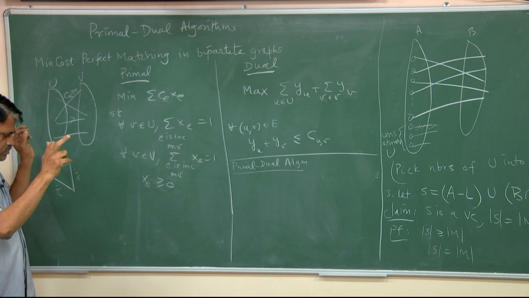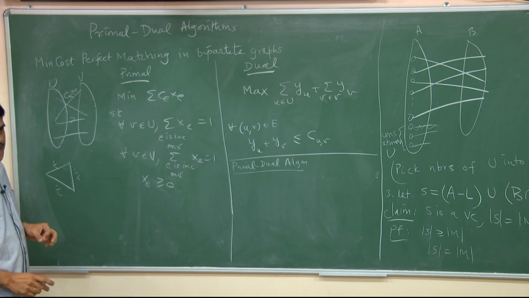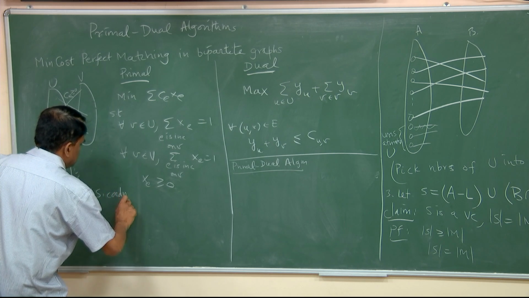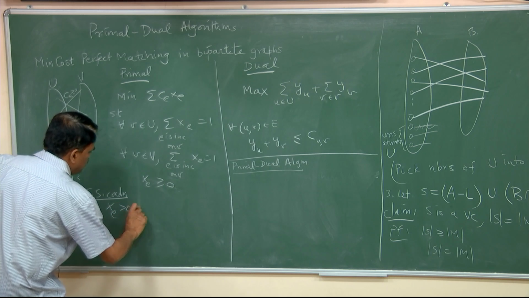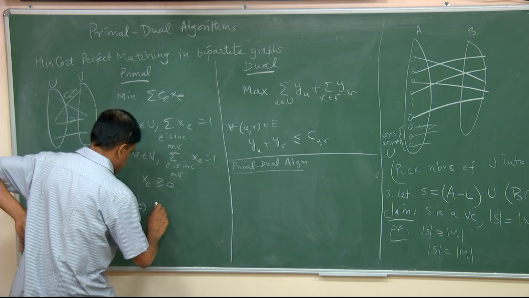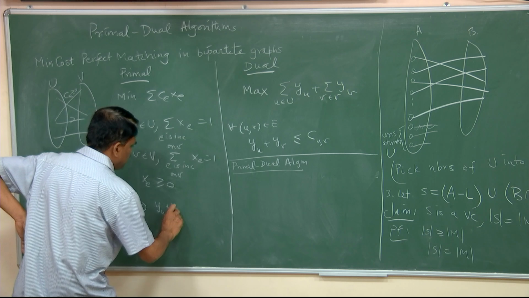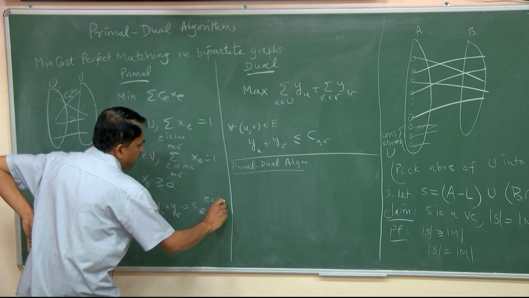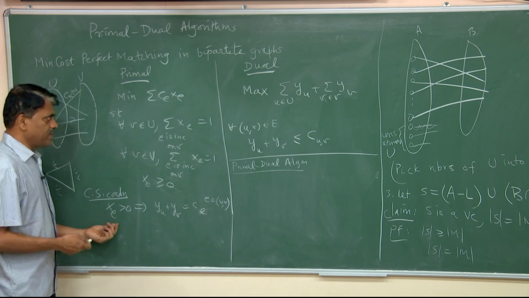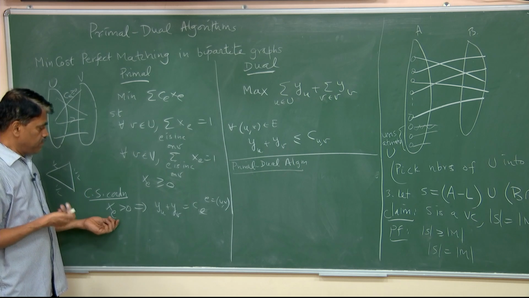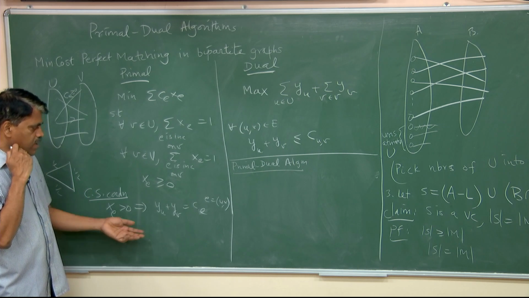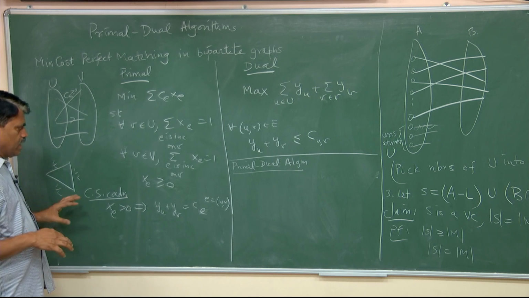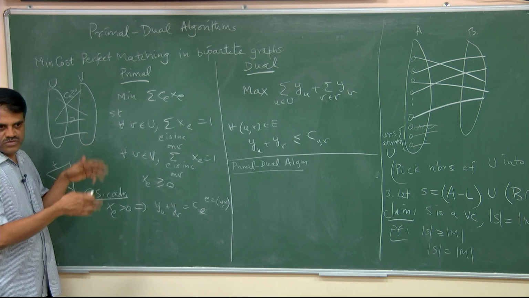So if it's non-zero, it better be tight. So, the complementary slackness condition: x_e greater than 0 implies that y_u plus y_v is equal to c_e, where e is uv. So I pick a variable into my solution, into my matching. When do I pick it? I pick it only when the corresponding dual constraint is tight. This is going to be one of the guiding principles of this algorithm.